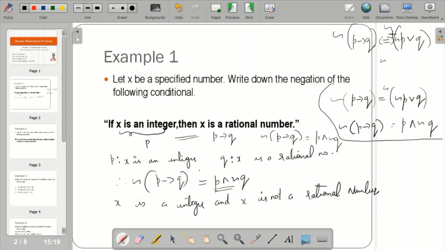When you apply the negation to all of this, then it will be, by De Morgan's law, negation of negation p and negation of q. So you know that negation of negation p is nothing but p, and negation q. So this is what you wanted. So you have written it in terms of a compound proposition. So that is regarding example 1.